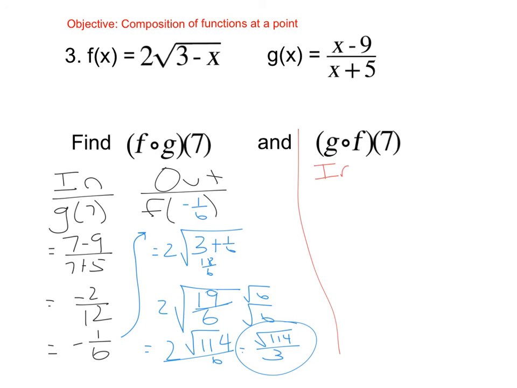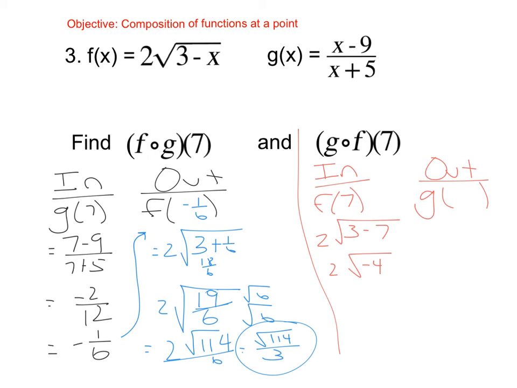All right, in F of 7, out G of something. Let's see, F of 7, 2, the square root of 3 minus 7. 2, the square root of -4, so that's 4i. So we're going to stop. When you're talking about functions, it's not in the domain. So 7 is not in the domain.